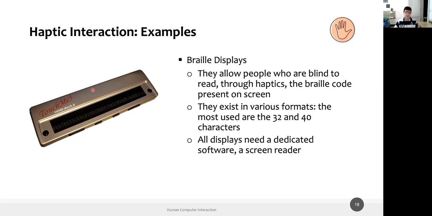And these are hardware devices, and they exist in various formats. The most used are the 32 character and 40 character ones. So here you have 32 characters, or let's say 32 letters, or 40 characters. And the display needs, again, software for reading the screen and translating what is written on the screen onto this other display. And the software is, again, the screen reader that we mentioned last week, which is not only for providing a vocal representation of what is written on screen, but also a Braille representation of it. And this is a classical example of haptic interaction, specific for reading text in Braille.